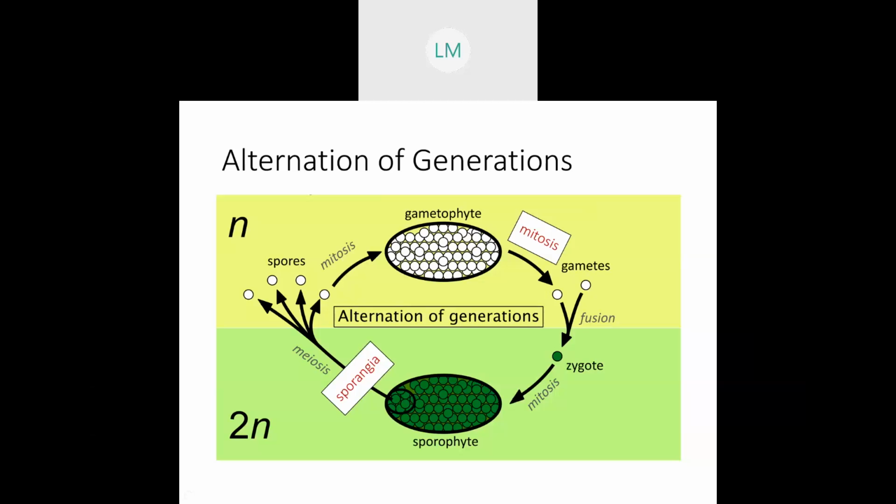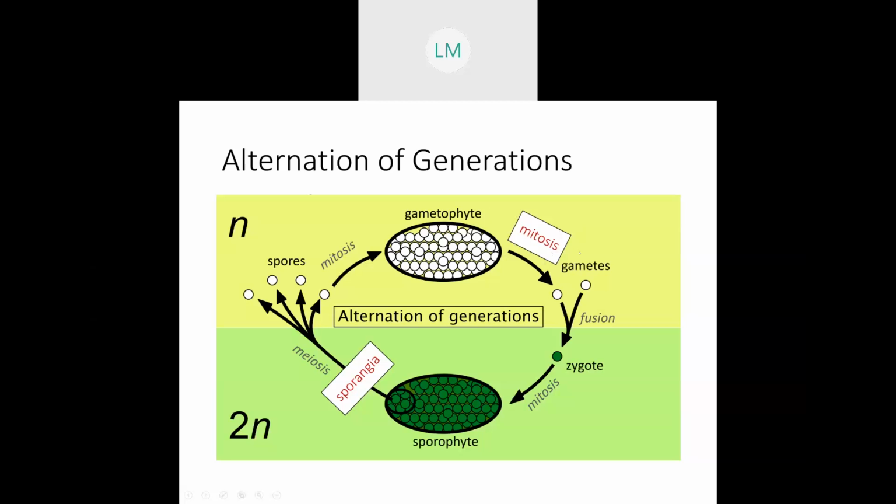So I've added a few words here. I think it's important to understand that these gametes, like in humans, our gametes are the products of meiosis, but here they're actually the products of mitosis. The gametophyte is creating these gametes through mitosis.